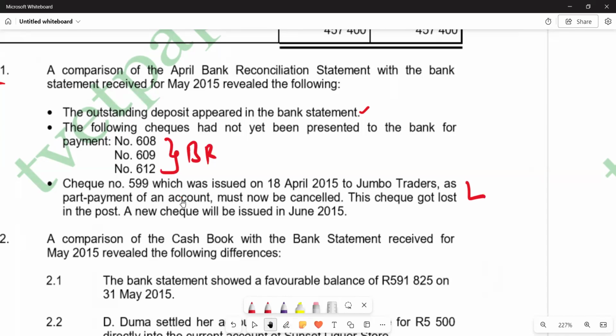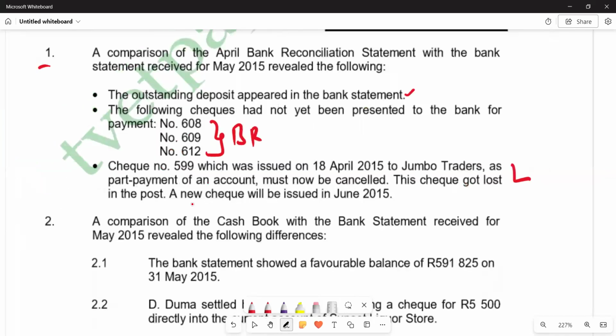Then we go to the next item, which is 2, which is saying a comparison of the cash book with the bank statement received for May 2015 revealed the following difference. The bank statement showed a favorable balance of 591,825 on 31 May 2015. So it means this is the opening balance that we are going to start with, and it's a favorable balance. And when it's favorable, it means it's a credit balance. So this is the balance that we're going to start with in the bank reconciliation statement, credit balance as per bank statement. So we can go and put that one as our opening balance.